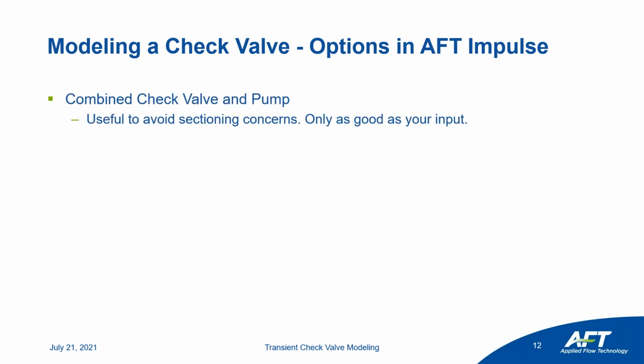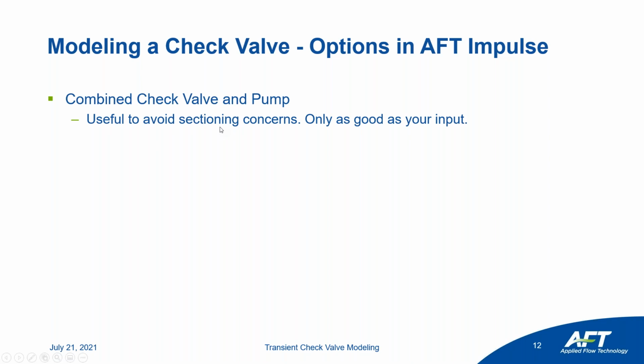So the first option is the option we already looked at. This is the most simple way to model a check valve in Impulse. That's the combined check valve and pump. This is when the check valve and the pump are one harmonious thing. This is useful to avoid sectioning concerns.